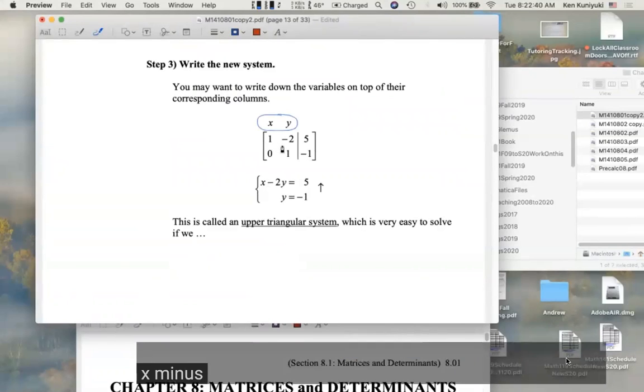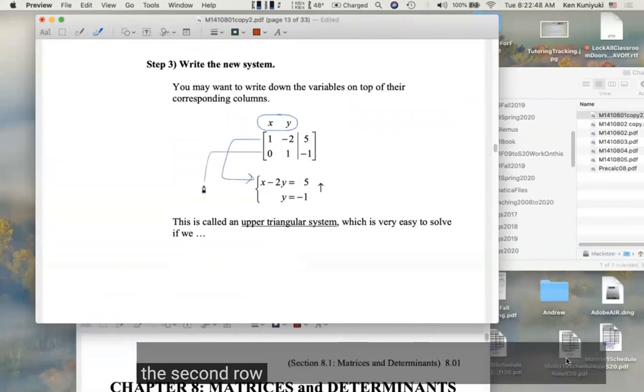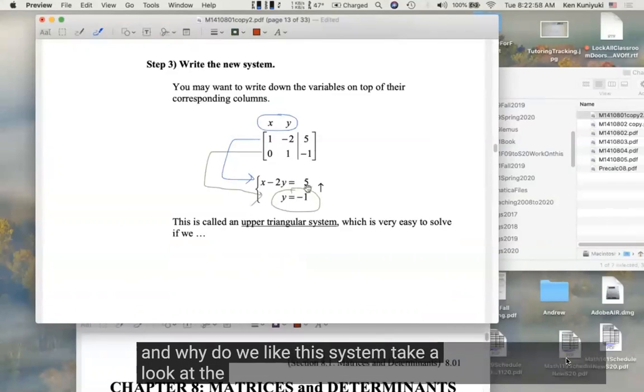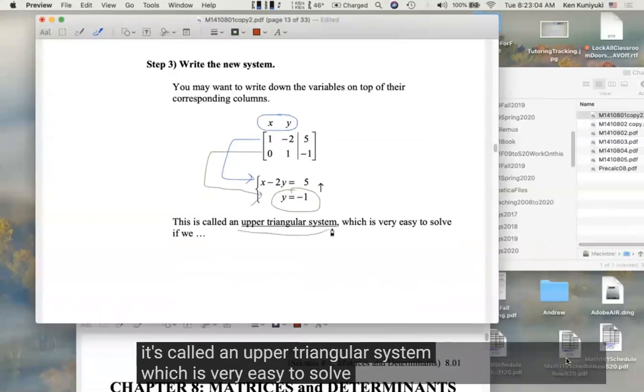X minus 2Y equals 5. The first row gives us the first equation. The second row, Y equals -1. I like that. We got our Y right there. And why do we like this system? Take a look at the structure of this system. It's called an upper triangular system, which is very easy to solve.